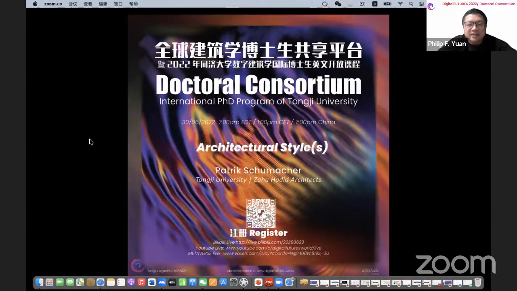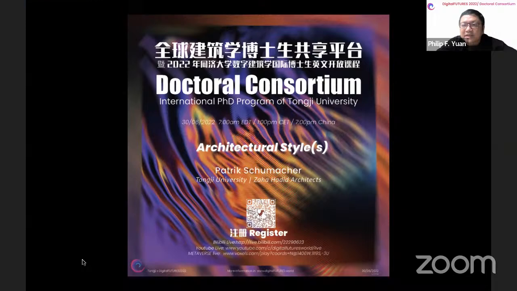Today, the lecture topic is, I think, the most important: the architecture styles, which Patrick put forward several years ago, and in the academic world there has been a lot of discussion on that. So looking forward, Patrick will analyze and introduce his architecture style from Patrick's understanding.